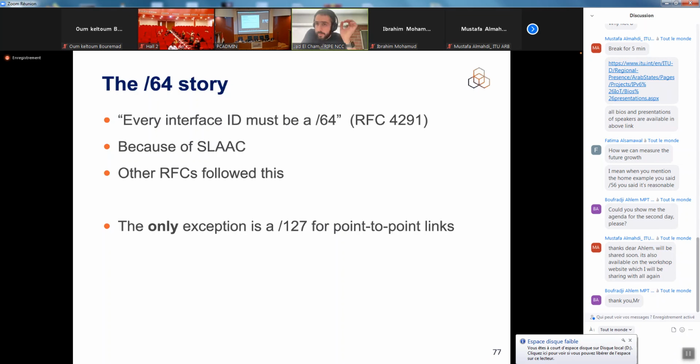Now again, these are recommendations. There are instances in the industry where you can go and configure whatever you want. You can forget the 4-bit boundaries, you can forget the /64, but in this case, you would be going against some of the RFCs.